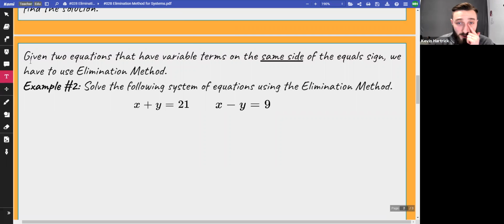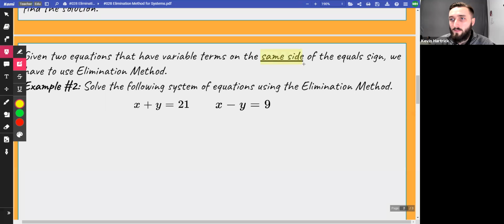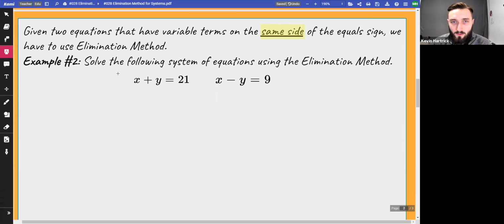So here we go. Given two equations that have variable terms on the same side, meaning the x variable and the y variable are on the same side of the equal sign instead of on opposite sides, we have to use what's called the elimination method. So take a look at example number 2. Solve the following system of equations using the elimination method. We have equation number 1 here. We have x plus y equals 21.